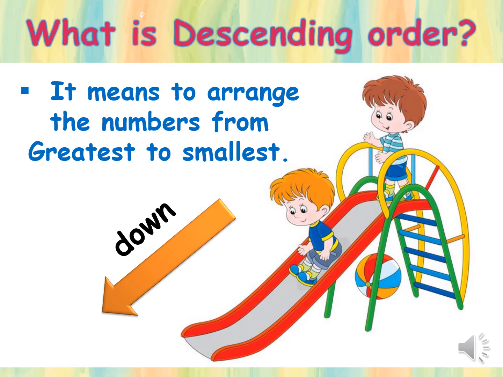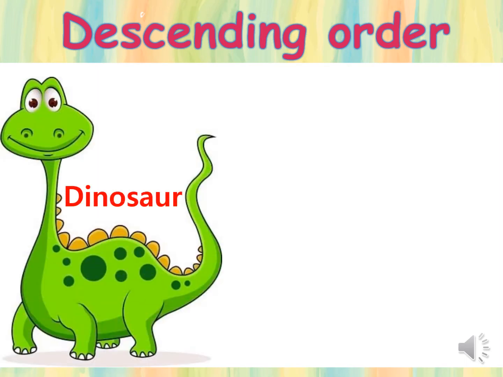Okay, we have here two boys playing on the slide. If the boy with the orange hair is going from up to down, from big to small, so descending order means going down from big to small. We can express descending order by a dinosaur. It's a very, very big animal. Look here, dinosaur starts with the letter D, like descending starts with the letter D.